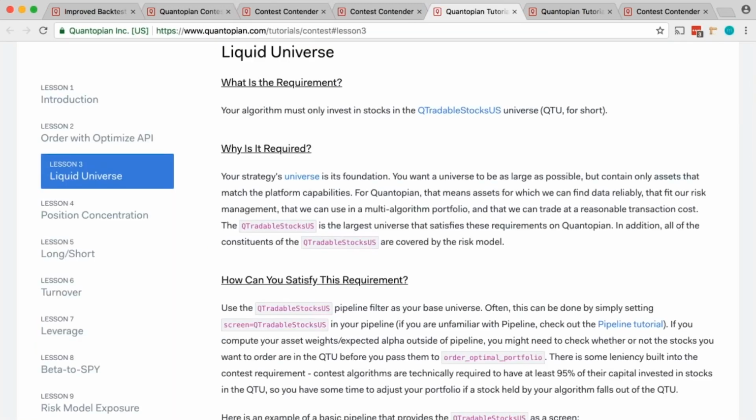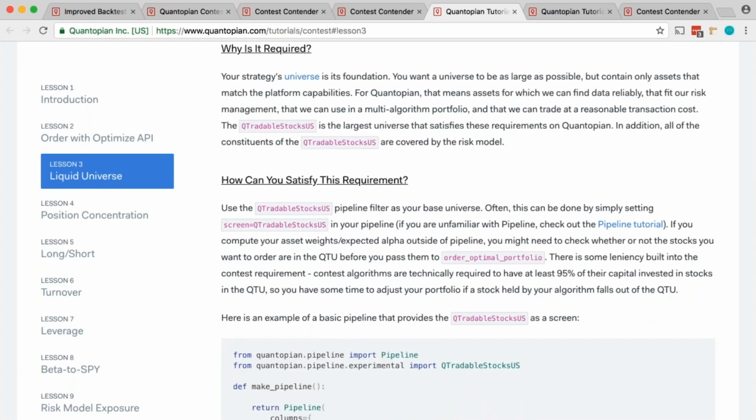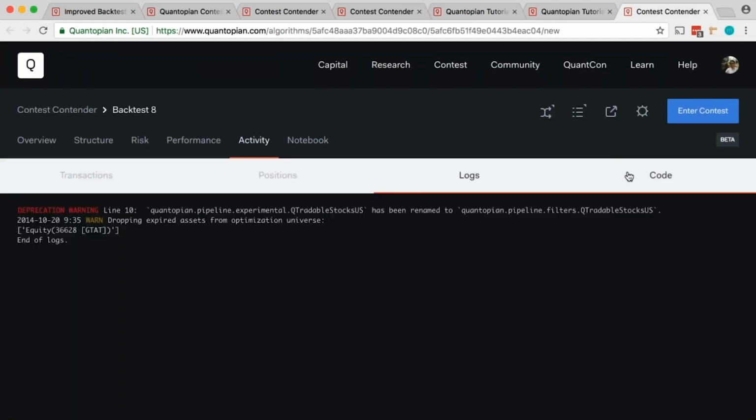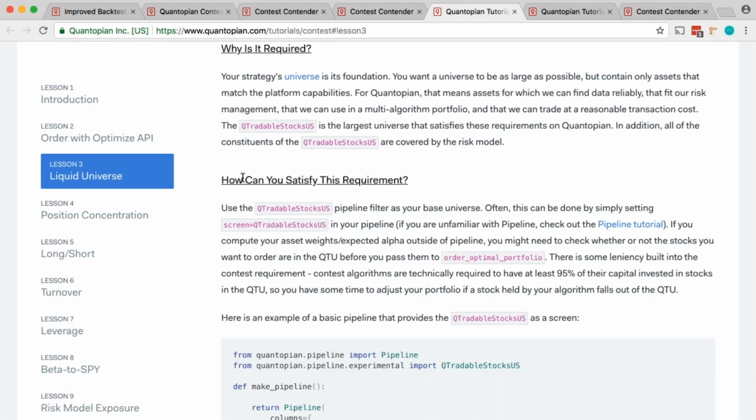So I head over there, and this takes me to the contest tutorial, which is a great resource. And I recommend that everybody uses it if you want to write algorithms for the contest. And the big thing here I can see is why I need to invest in the Q tradable universe. But also I get a sense of what I need to do to be able to meet that requirement. So if we look at an algorithm that actually meets this requirement, we can see that I've done that, and I've set my base universe to be the Q tradable stocks US in my pipeline. So that means that I'm saying that all of my stock screening should be done within the Q tradable, and I trade within that subset of stocks.